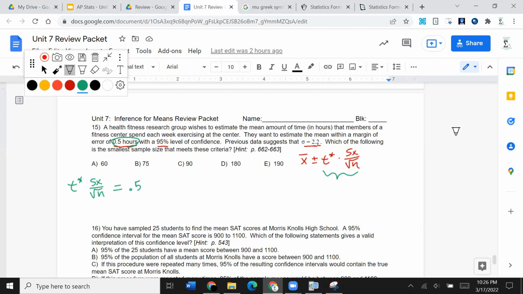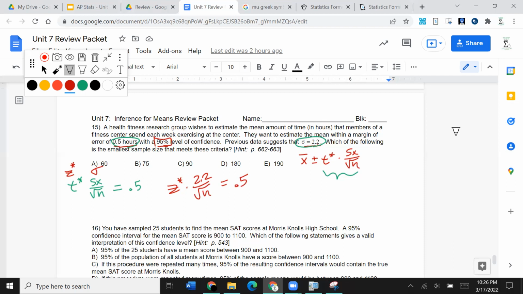Now here's the thing. We're not going to be able to do this with t star because t star depends on the sample size. Because we happen to know the population standard deviation, it's okay in this case to use z star. And that makes things a lot easier because z stars are always going to be the same value with that confidence level. So I'm going to go ahead and change that to z star. And of course we know that this is 2.2, so 2.2 divided by the square root of n, and we want that to be approximately 0.5.